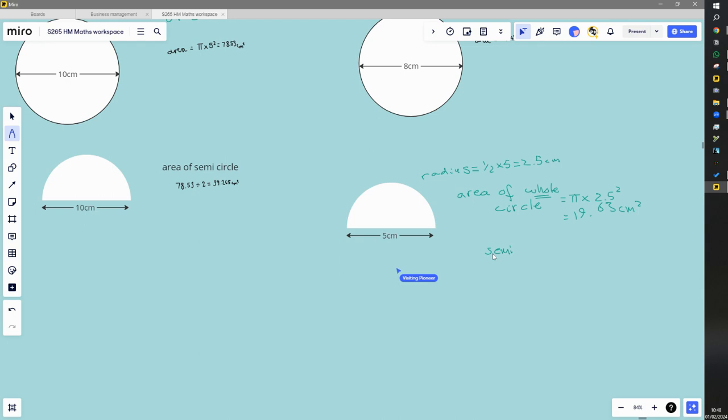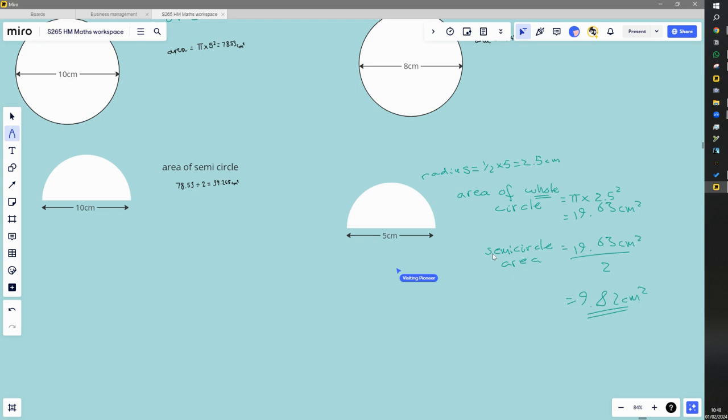So the semicircle area is going to equal this number here divided by 2. So on my calculator, I just put answer, divide by 2. And it gives me 9.82 centimeters squared. Okay.